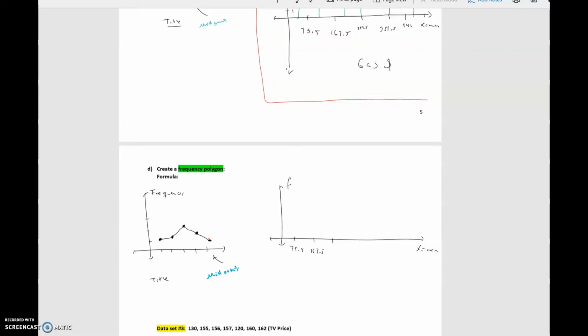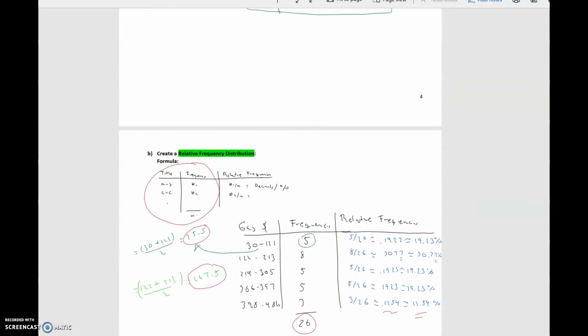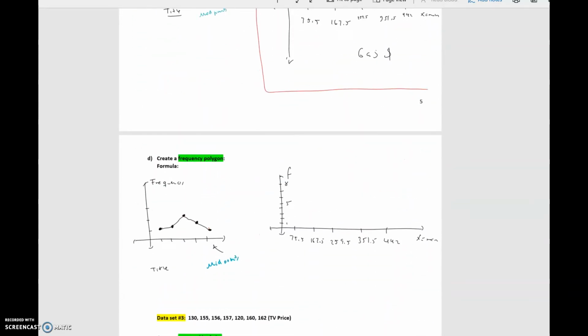167.5, 259.5, 351.5, and 442. We're going by ones: 1, 2, 3, 4, 5, 6, 7, and 8. And then the frequencies were 3 for one of them. So I'm just going to label those 1, 2, and 3.